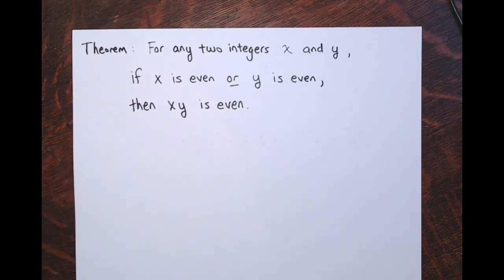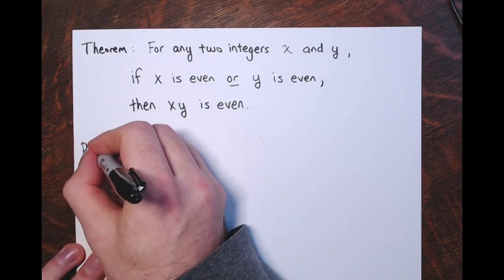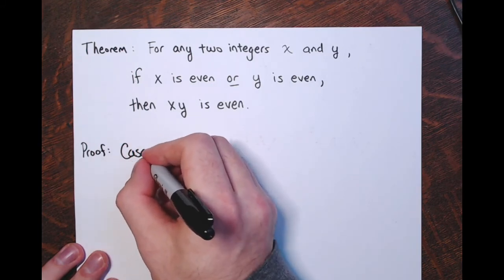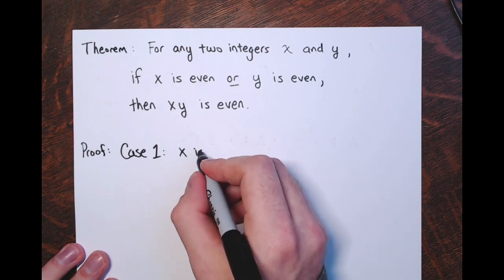So when I go to write the proof, then x times y is even. So here's a long-winded proof of this. Case 1. I assume x is an even number. X is even.